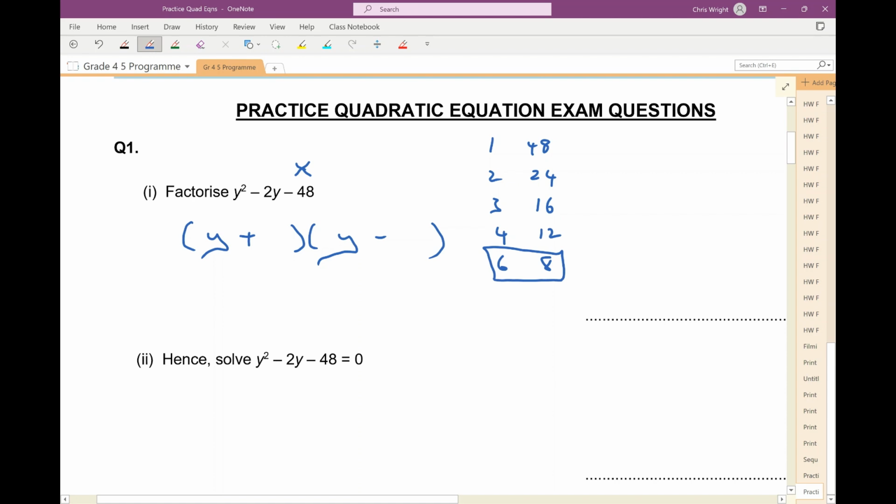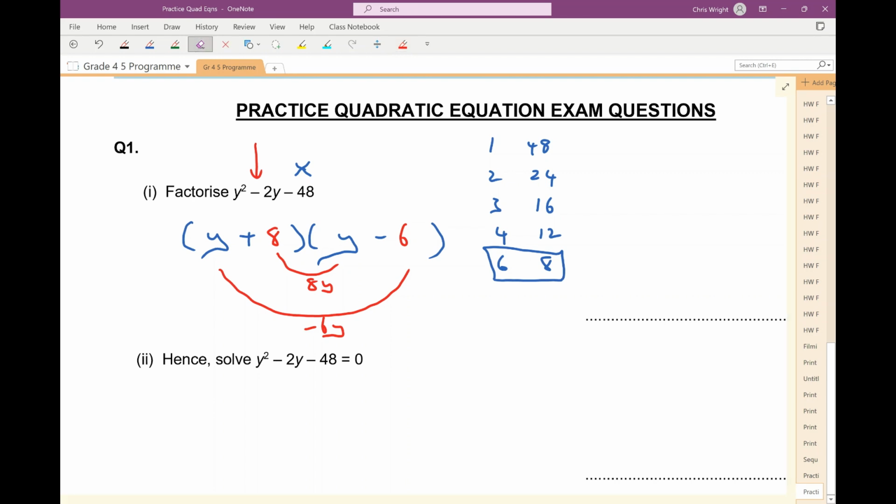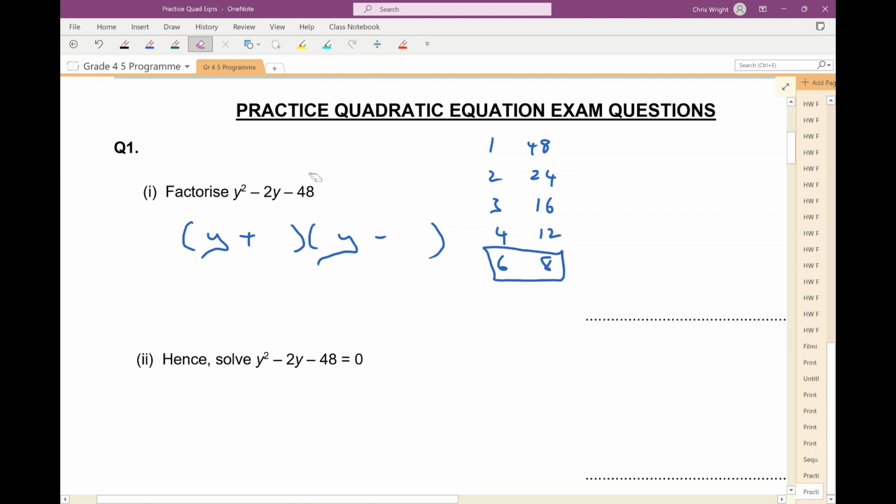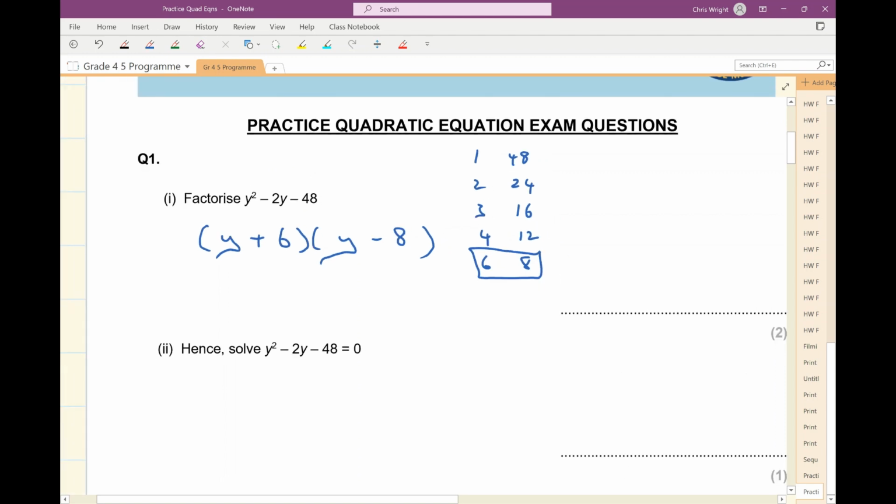Now, which way round? If I write the 8 here and the 6 here, then were I to expand these brackets, I would get plus 8y minus 6y. So I'd end up with plus 2y, not minus 2y. So it's not going to be plus 8 and minus 6. Instead, it's going to be plus the 6 and minus the 8. So that is y squared minus 2y minus 48 factorized.